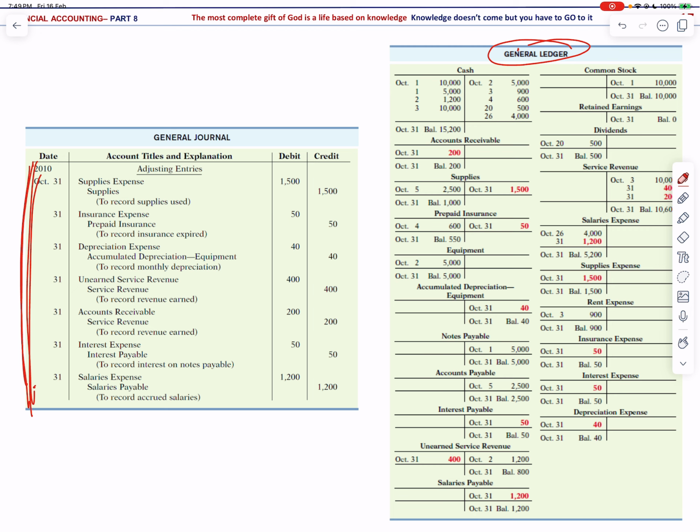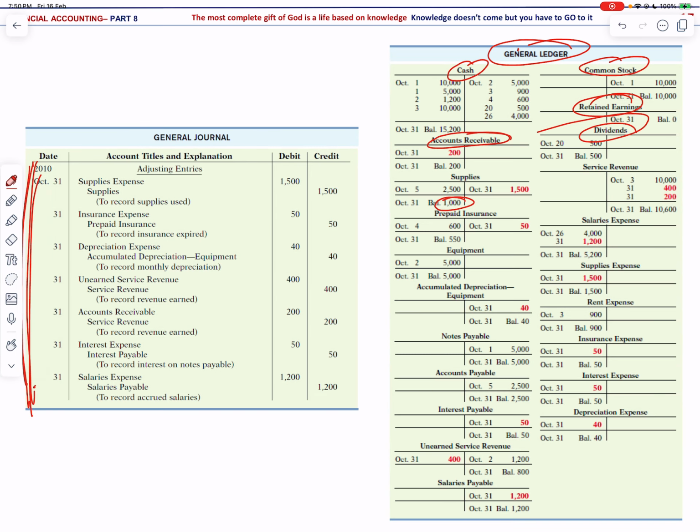principle. You can see there is no effect on the cash or common stock or retained earnings or dividend, but there is an increase in accounts receivable, and there is a change in the balance for supplies or for the service revenue. So wherever there is a change, they have been highlighted with a red color.